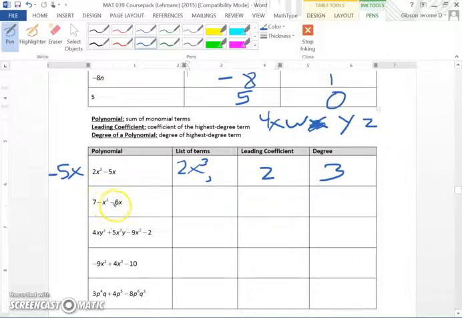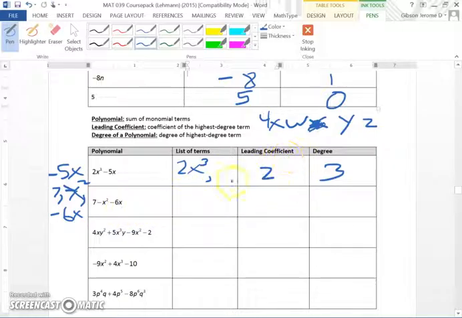We have 7 minus x squared minus 6x. How many terms do we have here? 3. We have 3 terms. So if we look at these 3 terms, we can write them off to the side here: 7, negative x squared, and then also a negative 6x. Now remember, you will write all of these terms under the list of terms in your course pack.